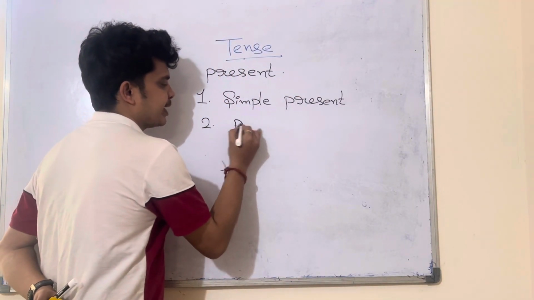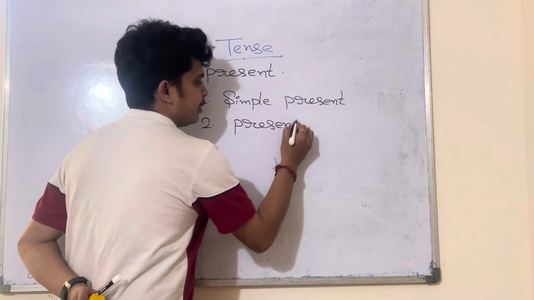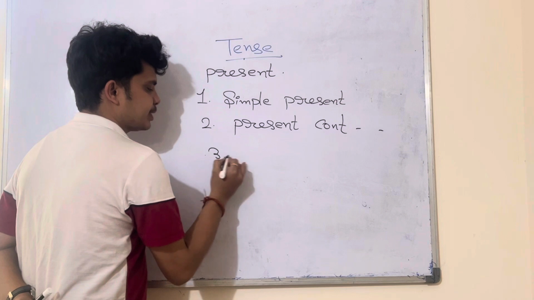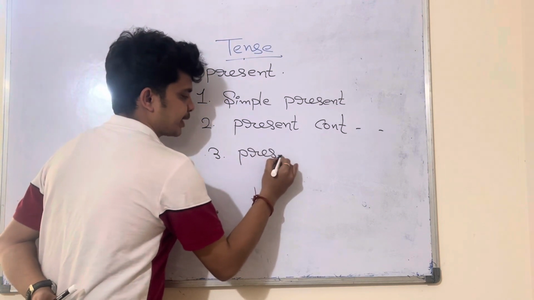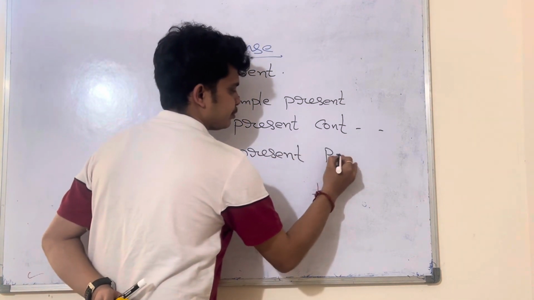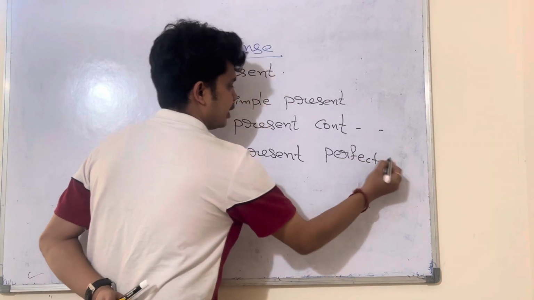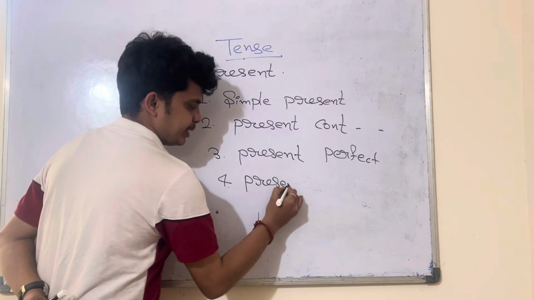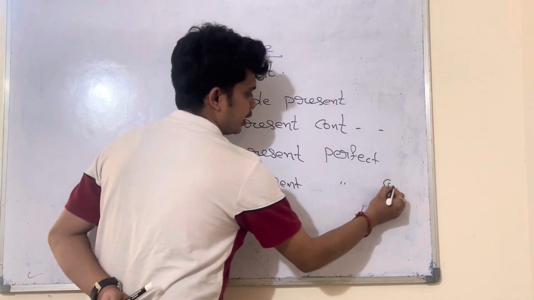Second is present continuous, as I'm writing in short. Third is present perfect. And the last one, present perfect continuous.